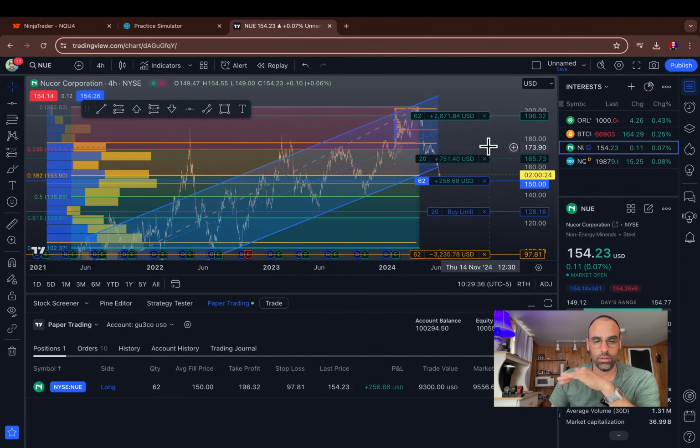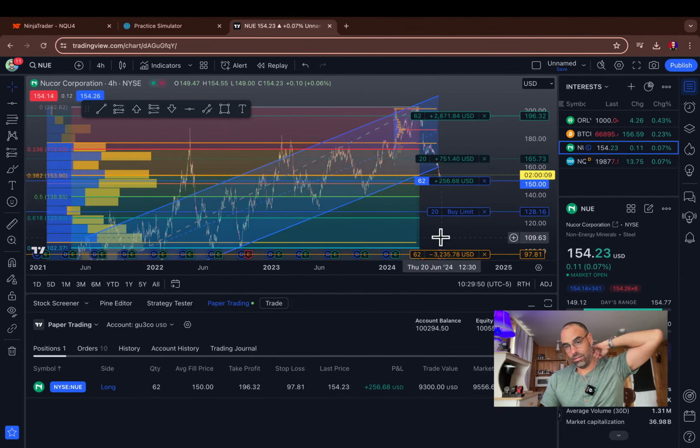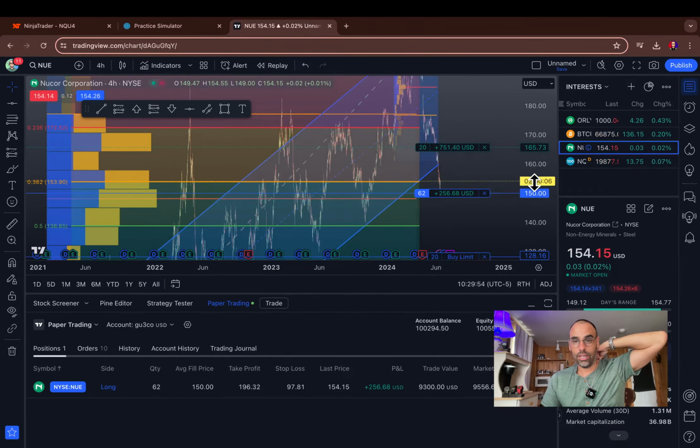A lot of times it seems to me that the point of control, or where most volume is located, is usually closer to the value area low than the value area high. So yeah, this is really good. I got $256 already in profit, and I think it's a good trade.